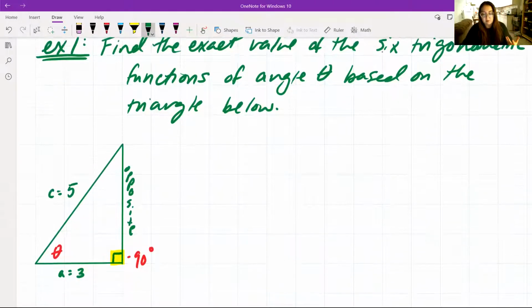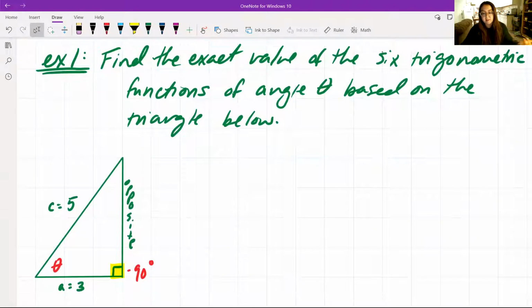So what we want to do now is find the exact value of our 6 trigonometric functions of angle theta based on the triangle below. So things that we can already find: we know that we have adjacent and we have the hypotenuse. So we could already find cosine and secant immediately because these are what are required of us. But we want to find the value of the opposite. And in order to find the value of the opposite, we can go ahead and use our Pythagorean theorem.